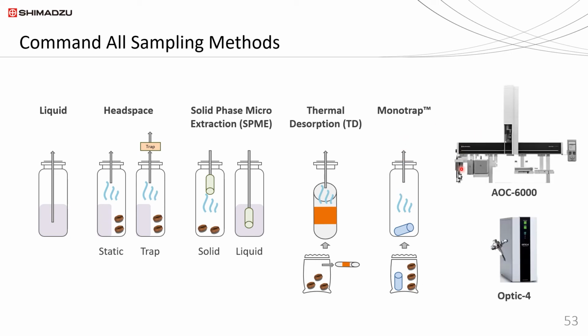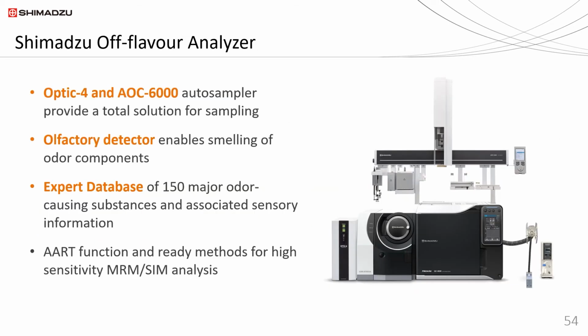With the combination of AOC 6000 autosampler and OPTIC 4, all these sampling techniques are accessible to users of GCMS. And the Shimadzu off-flavor analyzer includes both the OPTIC 4 and AOC 6000 to provide a total solution for aroma analysis. An olfactory unit is also included for olfactory analysis. More importantly, an ASSPT database containing 150 major odor-causing substances and associated sensory information is included.